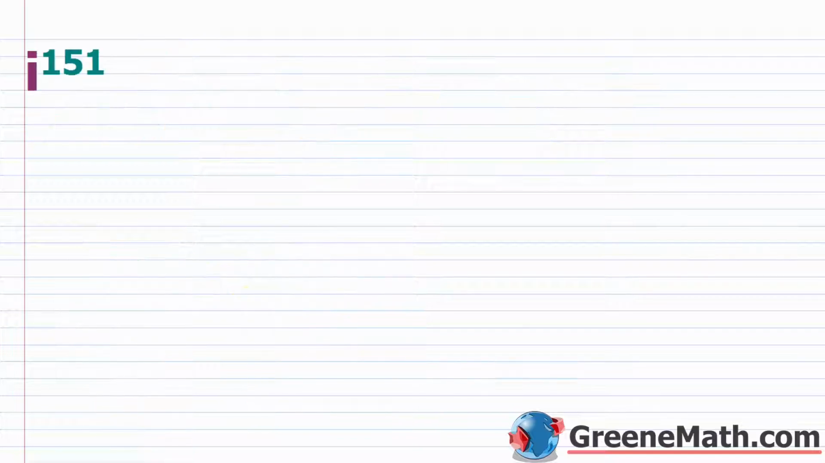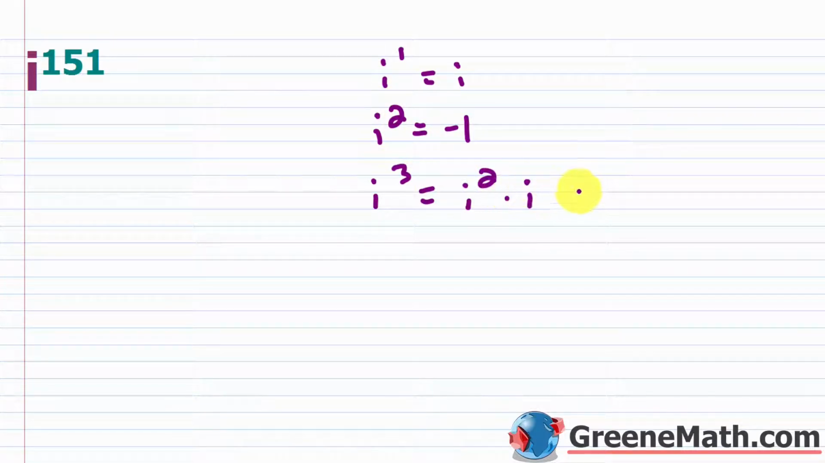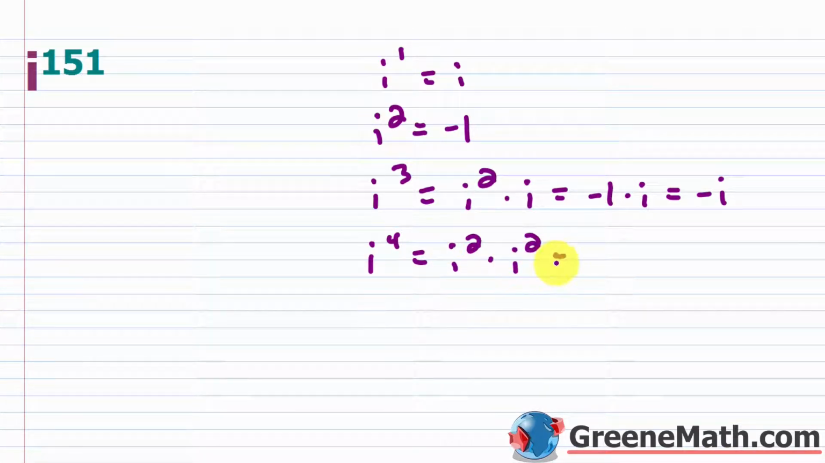Okay, let's talk about simplifying powers of i, which is a really easy concept once you realize you go through this little cycle. So i, the first power, is just i. i squared is equal to negative 1. i cubed is i squared times i, so this is negative 1 times i, which is negative i. And then i to the fourth power is i squared times i squared, which is basically negative 1 times negative 1, which is 1.